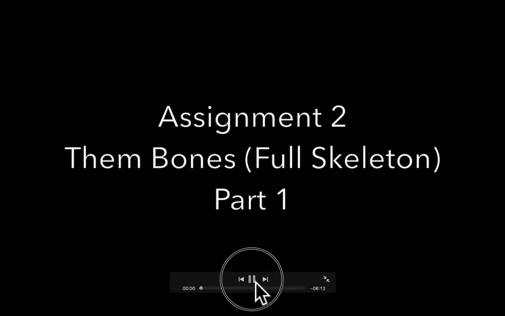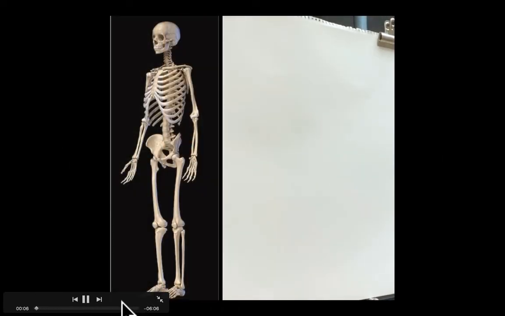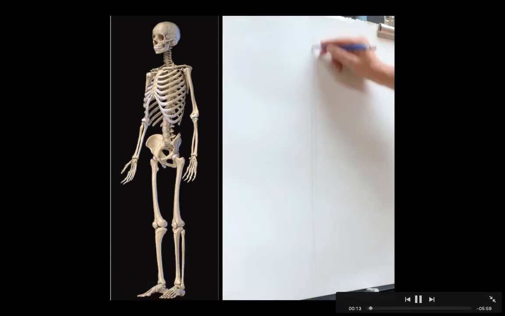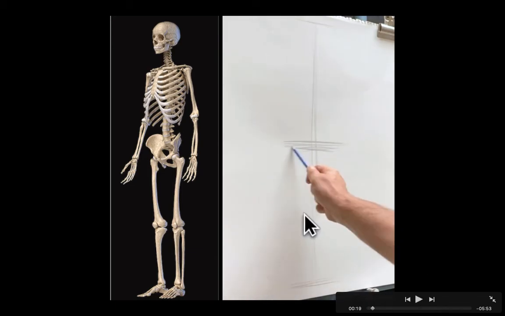Okay, so this is assignment 2, then bones, the full skeleton. This will be part 1 of our assignment. Like I said in the lecture video, you're going to want to start with a center line in the middle of the page, find the top and the bottom. This is the extremity of the figure, and then you're going to find the halfway point, equidistant from the top and the bottom, where the lower part of the pelvis is. So one half, two halves.